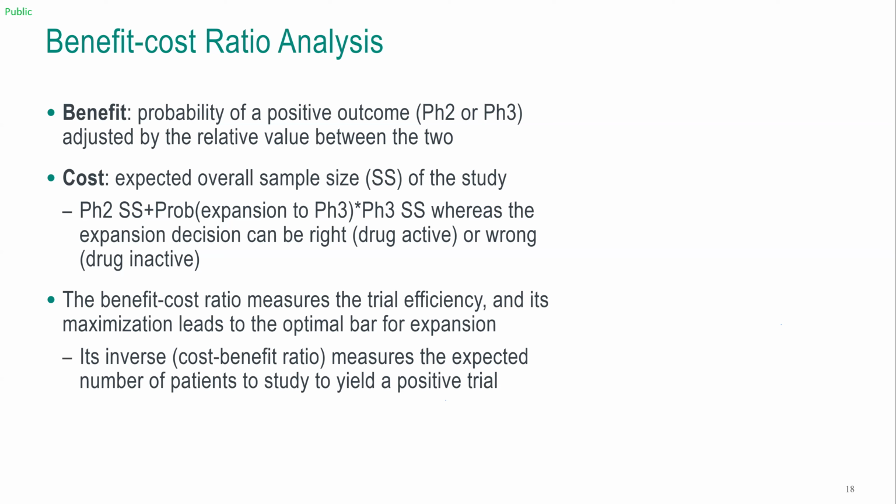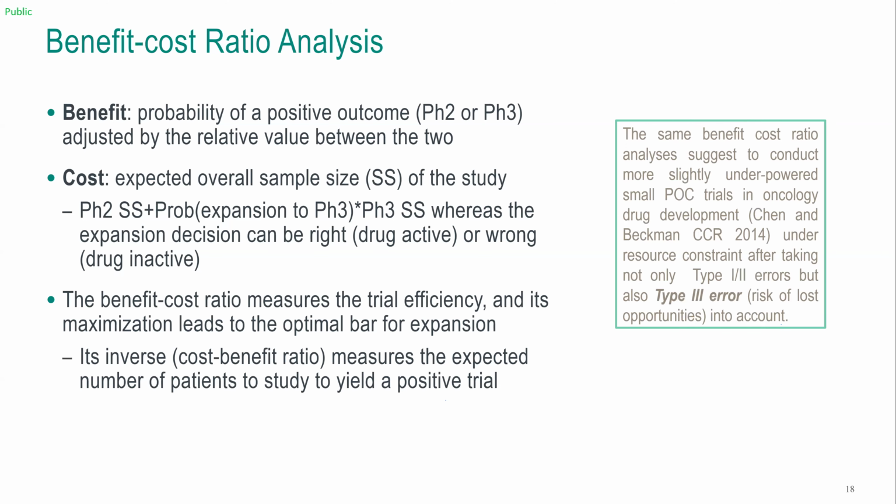Intuitively, the inverse, which is the cost benefit ratio, measures the expected number of patients to study to yield a positive outcome, a positive trial. Apparently, the smaller the better. And the same idea actually is applied to address a strategic level question, which is how to conduct proof of concept trials. And the paper was published in CCR.